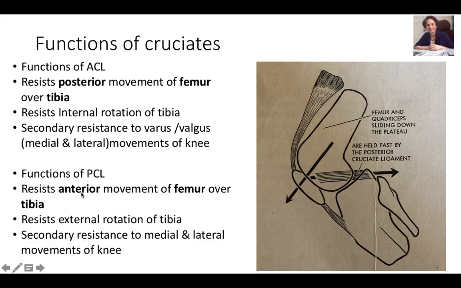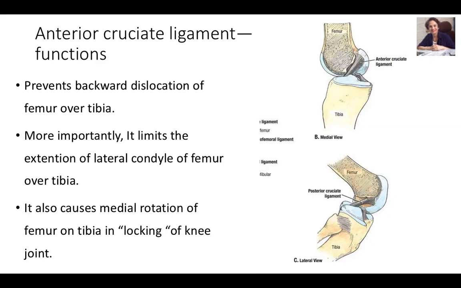So we say that the anterior cruciate ligament resists the posterior movement of the femur over the tibia. And the posterior cruciate ligament prevents the anterior movement of the femur over the tibia. Now both these ligaments will resist the rotation of the tibia over the femur. Also both of them prevent the medial and the lateral movement, or abduction and adduction, of the knee joint.